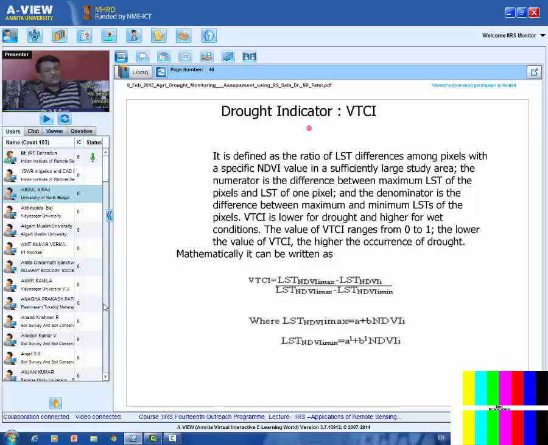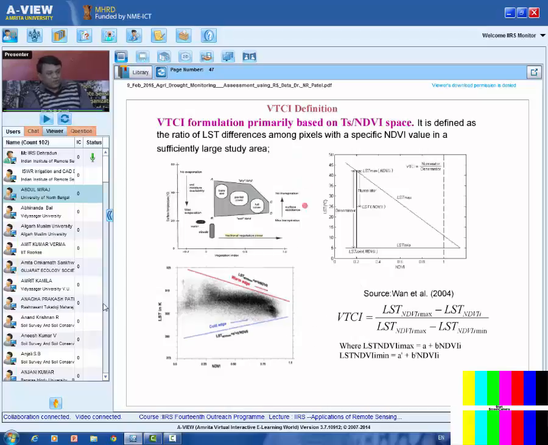Another indicator, as we have discussed earlier, is the vegetation temperature condition index, which can be derived by taking into account the NDVI surface temperature trapezoid. By exploiting this space, we can compute the vegetation temperature condition index, which ranges from 0 to 1. 0 means dry condition, water limited. 1 means adequate vegetation or no drought. The lower the value of VTCI, the higher the occurrence of drought.